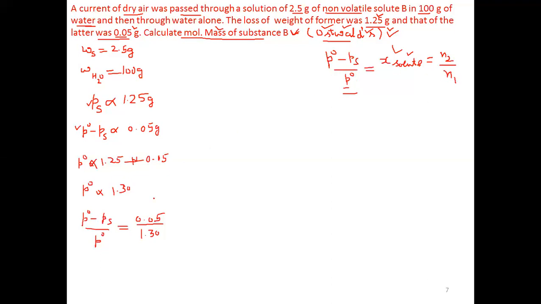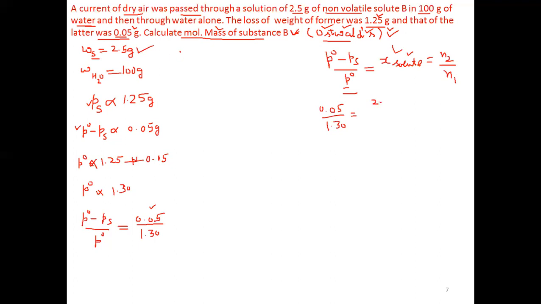Now P naught minus Ps by P naught we have calculated, it is 0.05 divided by 1.30, and it is equal to N2. What is N2? Number of moles of solute. It is the weight of solute, which I have assumed as Ws, divided by its molecular weight.